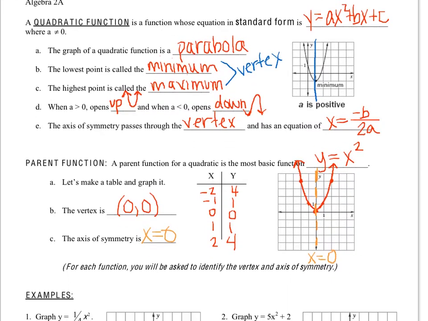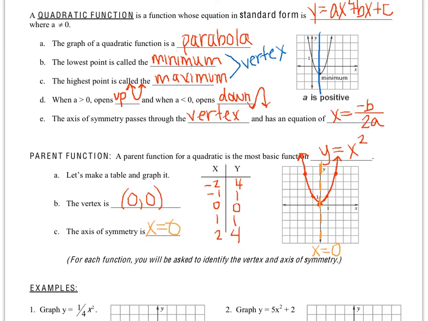I'm going to pull this up so that we can see these words right here. It says, for each function, you'll be asked to identify the vertex and the axis of symmetry. So get used to naming those, okay? Again, this is a minimum, it's my vertex, and this line is my axis of symmetry. We write the equations like this: x equals, and then you write the x value that it goes through.